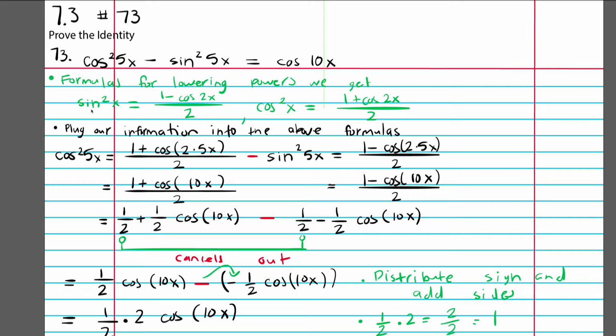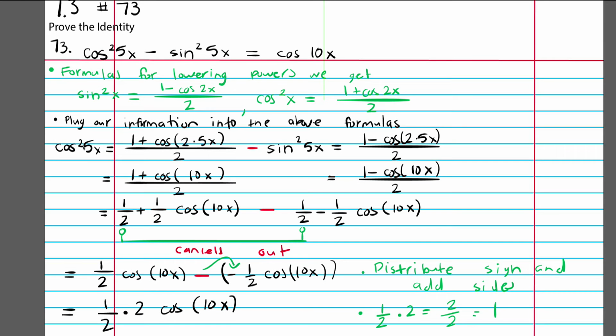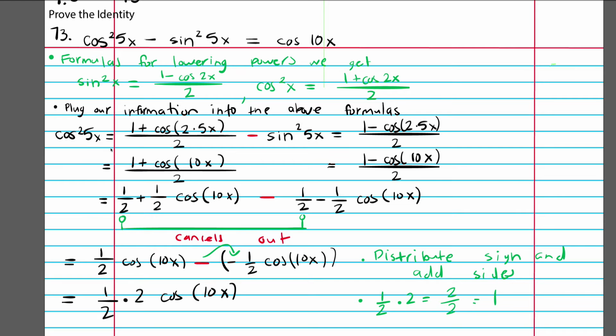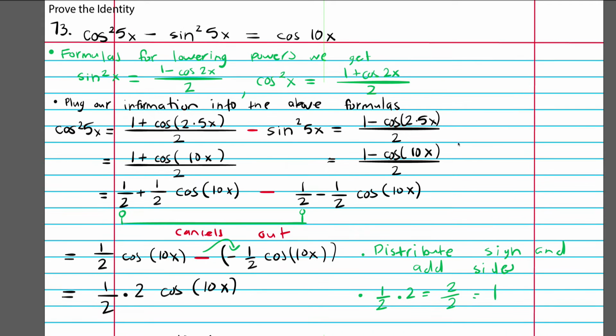The formula for sine squared of x is equal to (1 minus cosine 2x) over 2, and the one for cosine squared of x is equal to (1 plus cosine 2x) over 2. So when we plug in our information from the above equation into these formulas, we get that cosine squared 5x is equal to (1 plus cosine 2 times 5x) over 2, and sine squared 5x equals (1 minus cosine 2 times 5x) over 2.